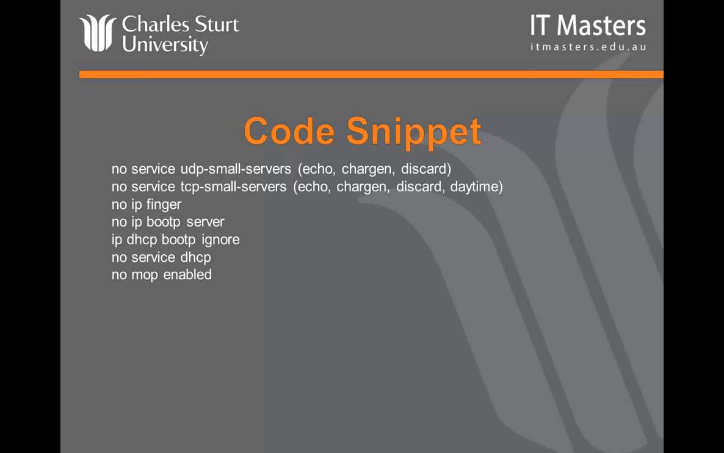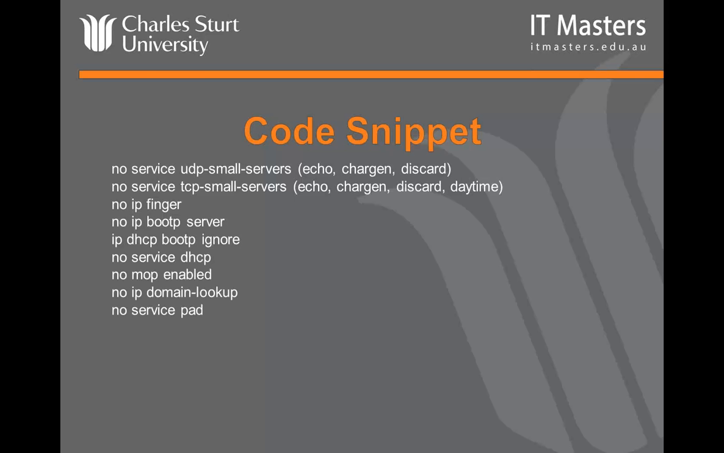No MOP enabled. I won't even go there. That's an old legacy one. No IP domain lookup. We don't want our router to be able to do any domain lookups. What this basically does is, if you happen to grab access to a Cisco router or switch and you want to launch an attack off that, if you use no IP domain lookup, then they can't use a DNS name. They have to know the IP address. So even though it's not necessarily a security technique as such, what it does do is slow people down.